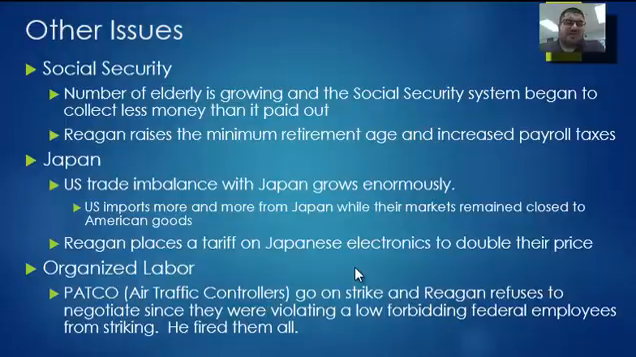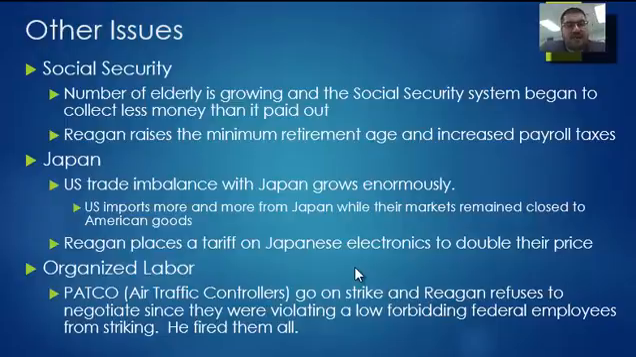Other issues of the 1980s, Social Security. The amount of medicine and the people who take it is increasing their lifespan. So the number of elderly is growing, and the Social Security system is beginning to collect less money than it pays out. So Reagan raises the minimum retirement age and increases payroll taxes to fix that.